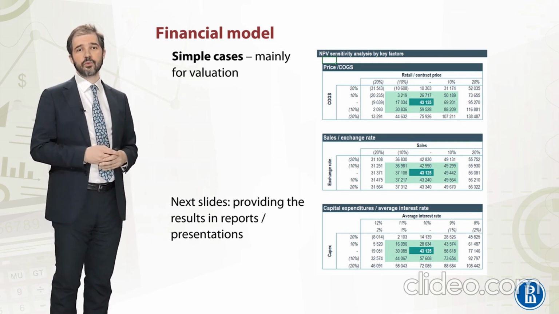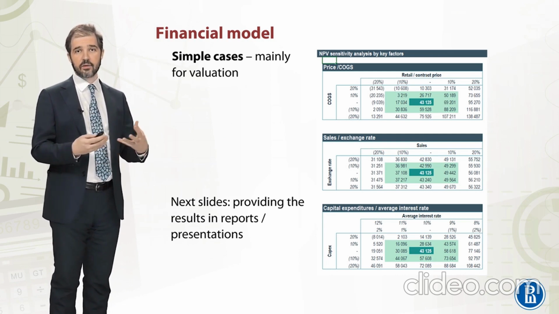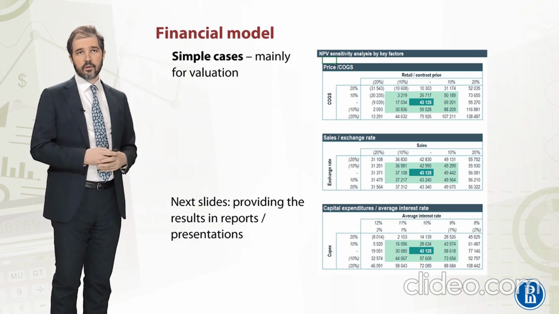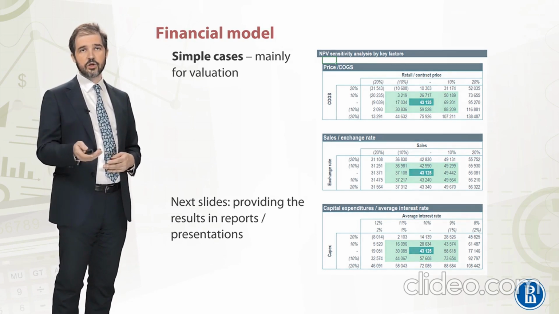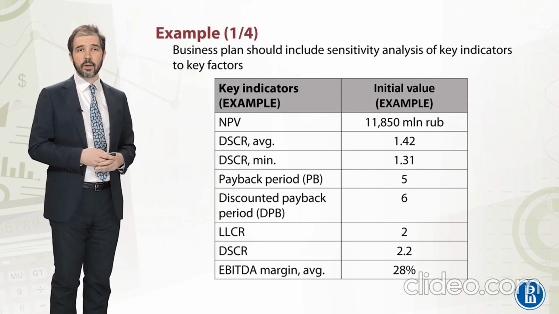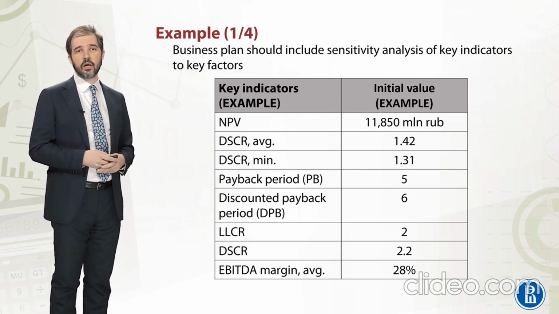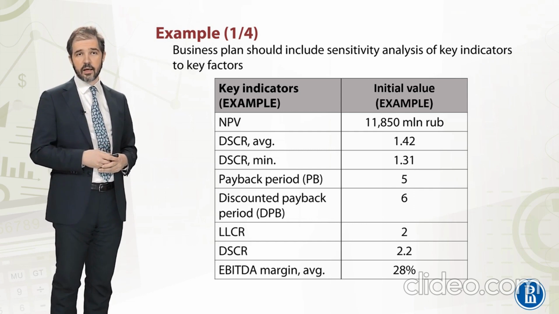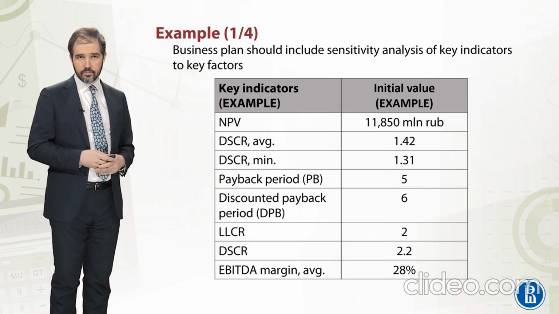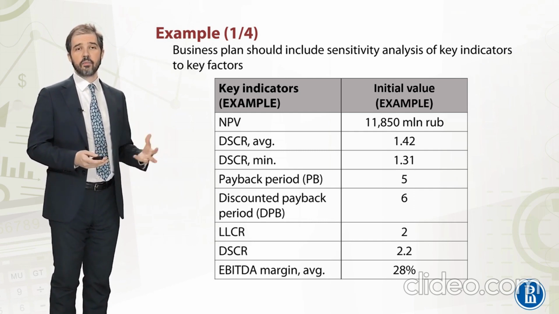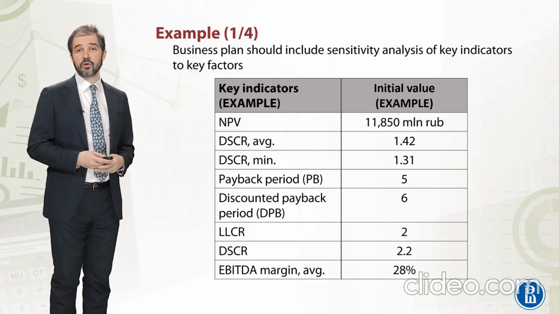On the next slides, we will see some examples how to provide and to present information in PowerPoint or in PDF, in different investor presentations or business plans. For example, a business plan could or should include sensitivity analysis of key indicators to key factors like here. These are key ratios that we may test for sensitivity or provide different scenarios for.